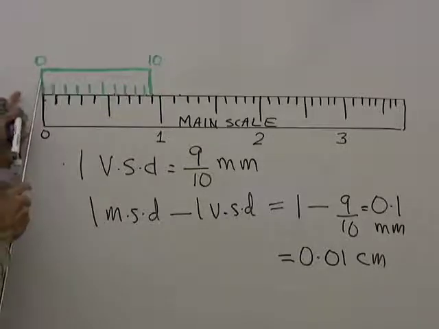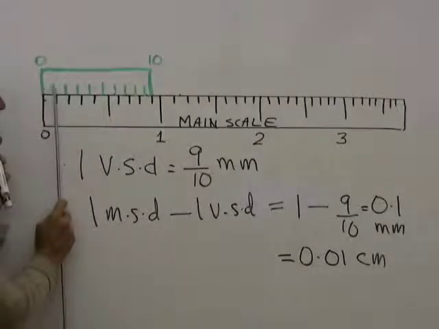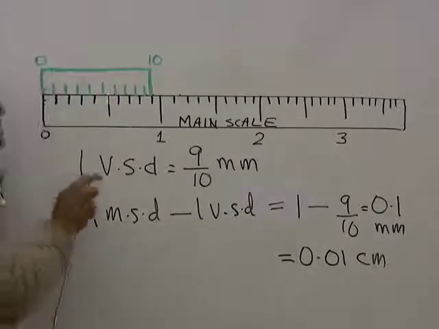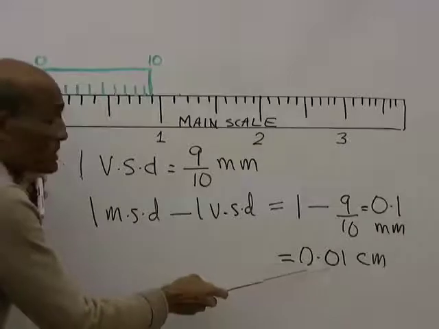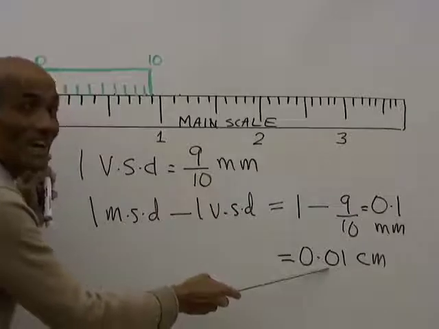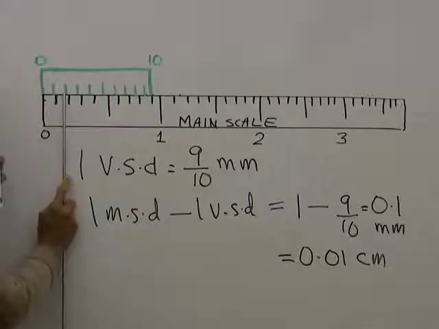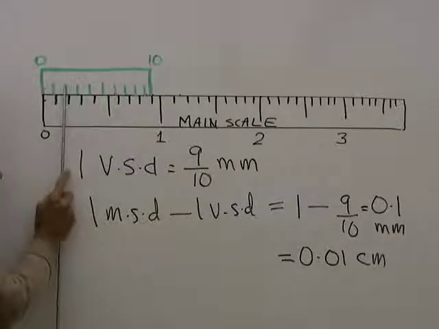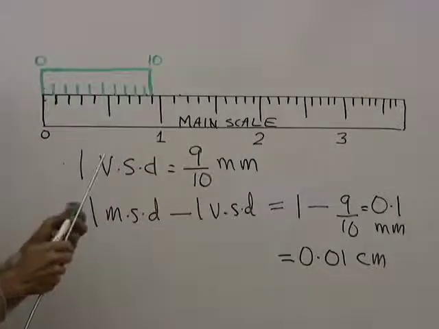Tell me, if I push the vernier to the right so that the first vernier division is exactly in line with the first main scale division, what is the distance moved by the vernier to the right? It will be the difference between the main scale division and vernier scale division, that is the least count. Now if I push the vernier to the right so that the second vernier division is in line with the main scale, you see that? The distance moved by the vernier to the right will be 2 times the least count.